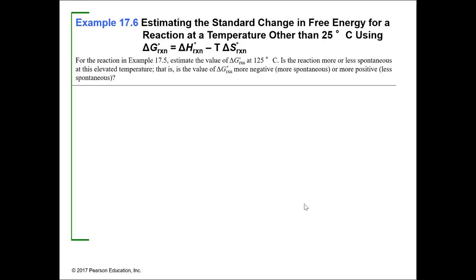So here you're given, again, a value other than 25, and you want to do an estimate at a different temperature. And this is also referring back to the previous one. So you'd want to do the 17.5 example before doing the 17.6 example.